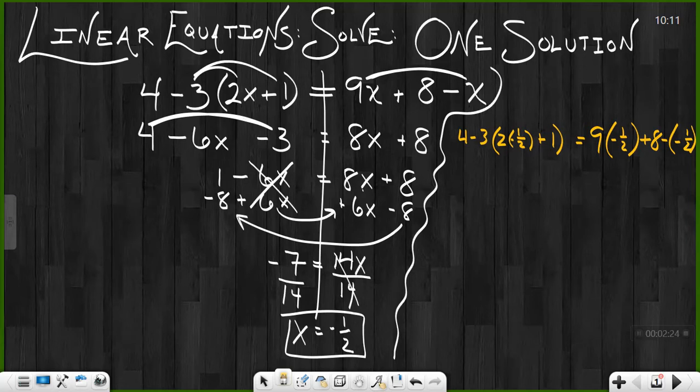And you can take that and you can plug it into your calculator and see what you get. If you plug in both sides of your calculator, you should find that 4 is equal to 4. Therefore, negative 1/2 is the value of the variable that made this equation true. There's only one number that does that. That's why this is an equation with one solution. Negative 1/2 is the only one ever that will make this equation true.